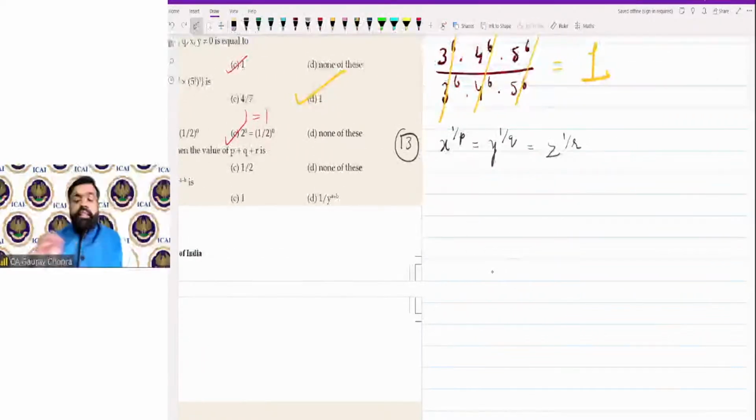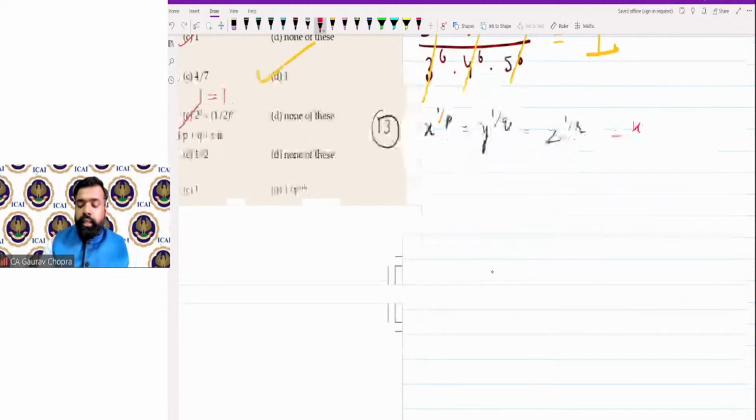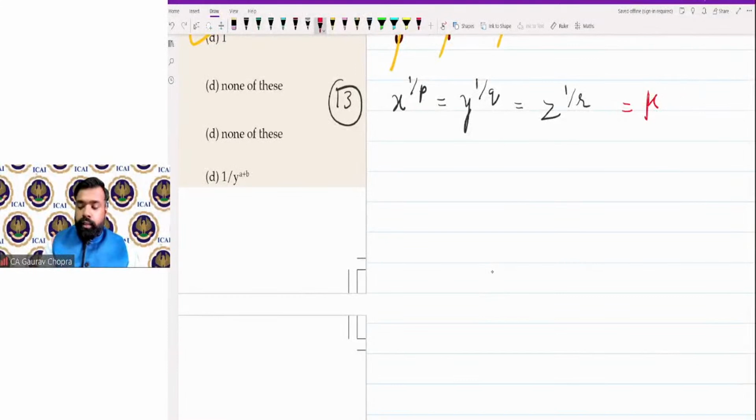Okay, so whenever such kind of situation is given, always equate them with a constant that is k. इन सबको आपको इक्वेट करना है with a constant k. K के equal रख दिया. Now one by one compare everybody with k. x की पावर 1 by p is equal to k. Now जब पावर अदर साइड दूसरी साइड में जाती है तो क्या बन जाती है? It becomes reciprocal. x की पावर 1 by p है, अगर वो दूसरी साइड जाएगी it becomes x is equal to k to the power of p.